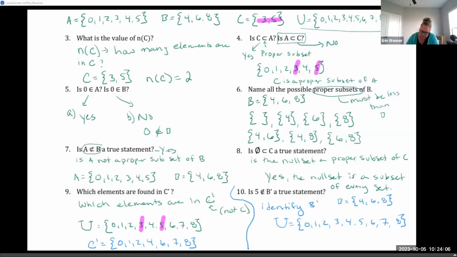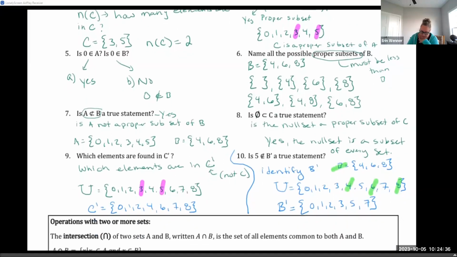Well, if we highlight our elements of B, so we have 4, 6, and 8. There's B. That means that B complement, or not B, is everything that I did not highlight. So everything that I did not highlight is 0, 1, 2, 3, 5, and 7. Because the number 5 is right here, and it is an element of B complement, that is not a true statement, because remember, the element symbol with the line through it means not an element, and it is clearly an element. So that makes number 10 not a true statement.